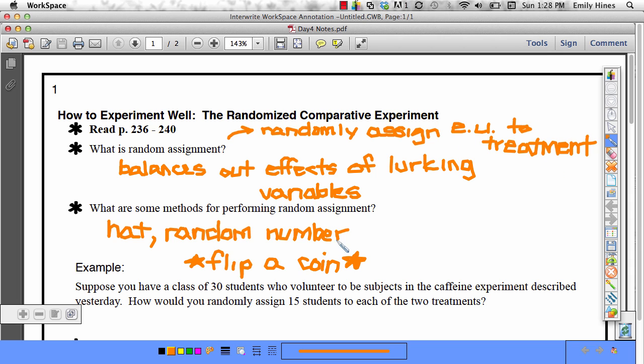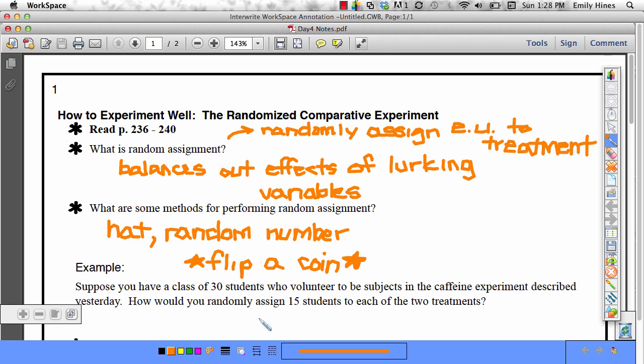Okay, so let's look at this. Suppose you have a class of 30 students who volunteer to be subjects in the caffeine experiment. How would you randomly assign 15 students to each of the 2 treatments? Okay, I could do 30 slips of paper. Label 15 of them with A and 15 of them with B. Let A be the caffeine group and B be the non-caffeine group. And have each student pick a letter out of a hat. Okay? That would be one way to do it.